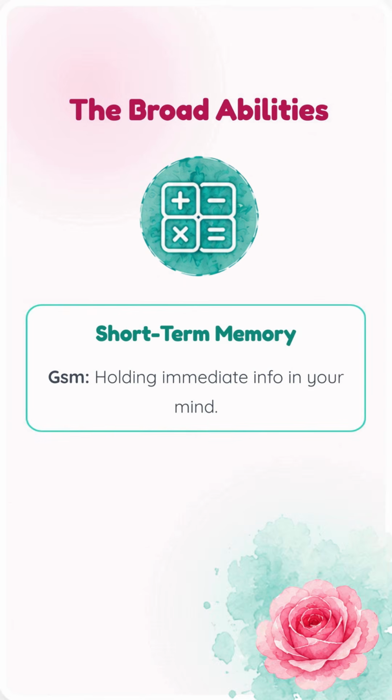The next area is your short-term working memory. So this is your ability to hold and manipulate information in your mind right in the moment. So for example, you're on the phone, someone gives you a phone number. Can you remember the numbers long enough to be able to write it down?